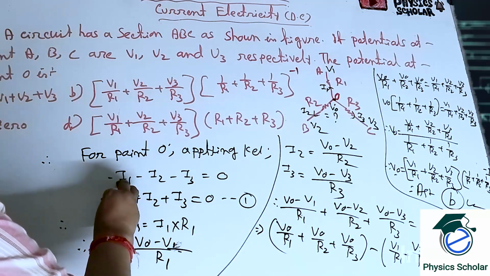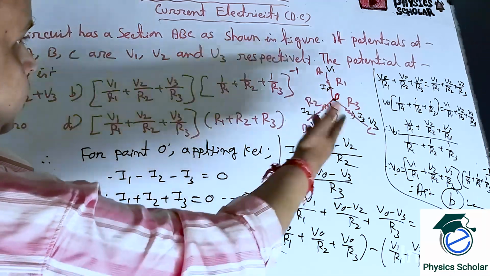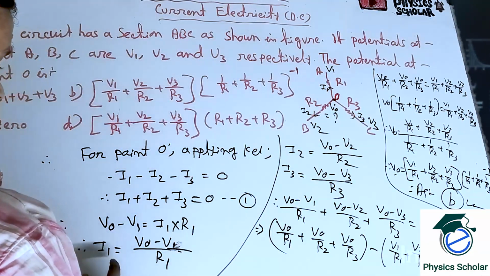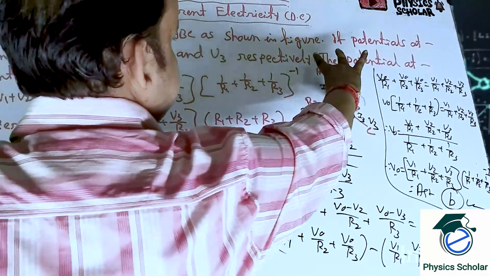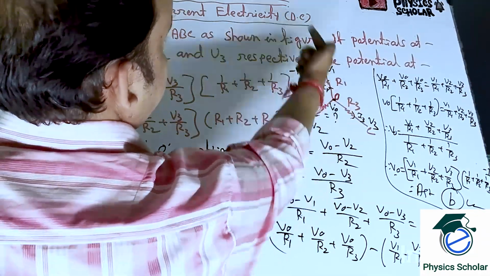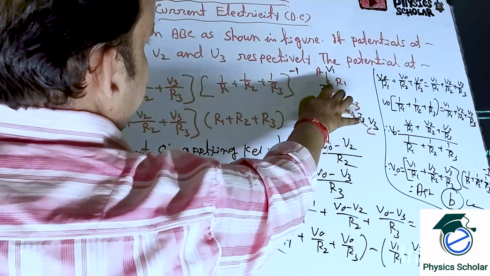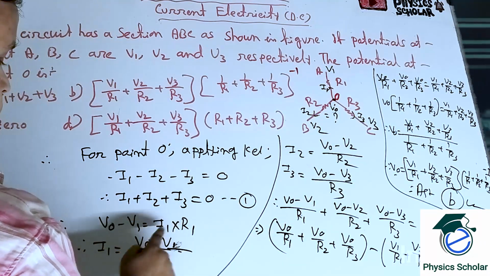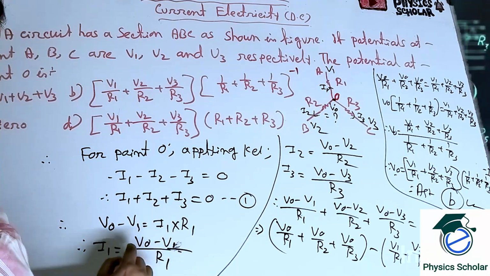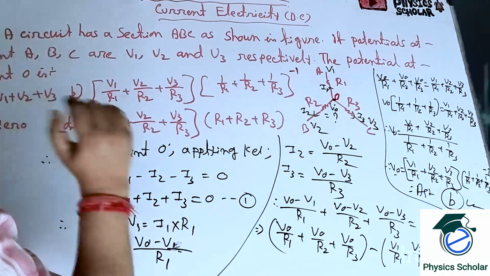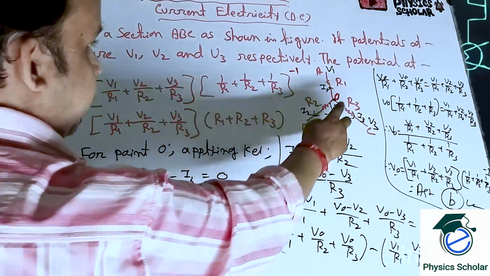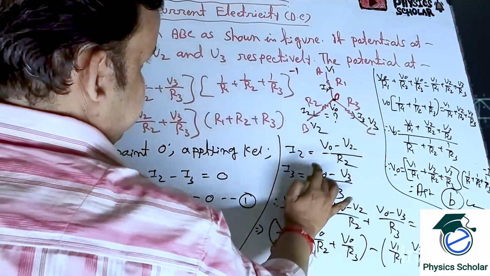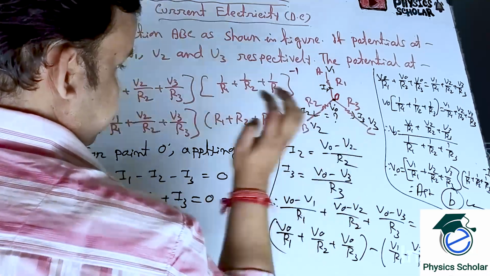We have to put the value of I1, I2, I3 in terms of V1, R1, V2, R2 and V3, R3 and V0. So here, current is going out from V0. So V0 minus V1 is equal to R1 into I1. So I1 is equal to (V0 minus V1) by R1. Clear up to this? Similarly I2 is (V0 minus V2) by R2, and I3 is equal to (V0 minus V3) by R3.